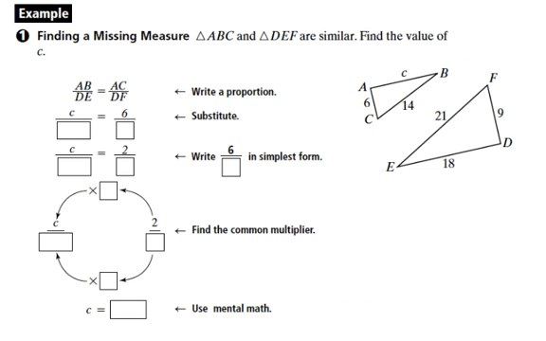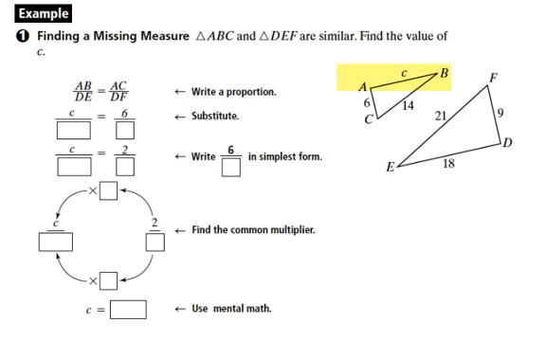Example 1. Finding a missing measure. Triangle ABC and triangle DEF are similar. Find the value of C. To be able to do this problem, we're going to have to set it up as a proportion.